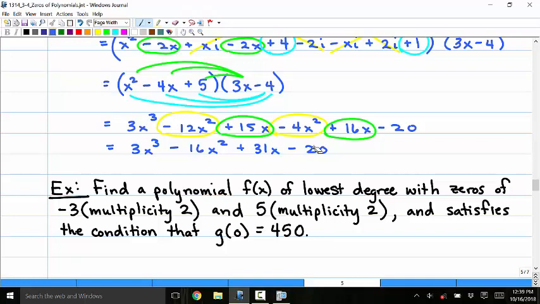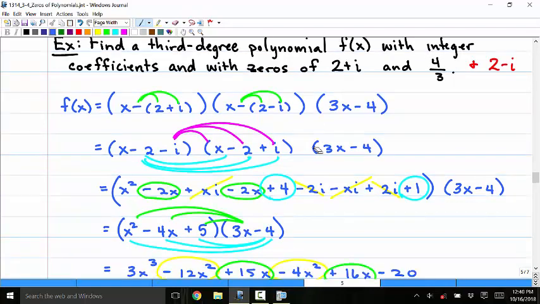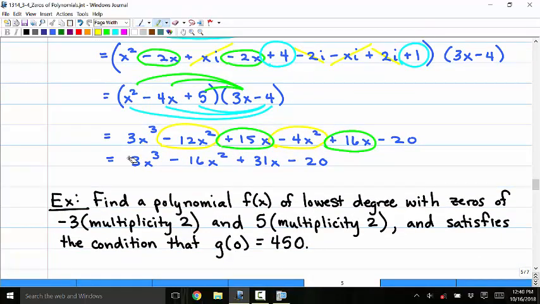What did we just find? We found a 3rd degree polynomial with integer coefficients that had the zeros 2 plus i, 4/3, and 2 minus i. So up until now, I've given you the polynomial and asked you to find the zeros. Now I gave you the zeros and asked you to find the polynomial.